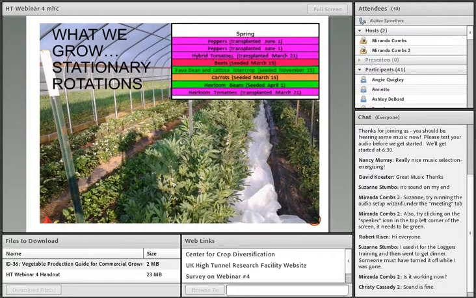Beets, carrots seeded again. So about the middle of March, right about now, is when we start thinking about putting in those crops. We're seeding our beets out in the high tunnels this week, in fact.